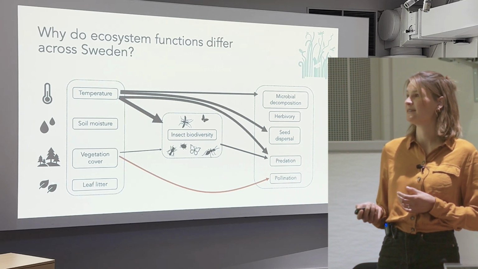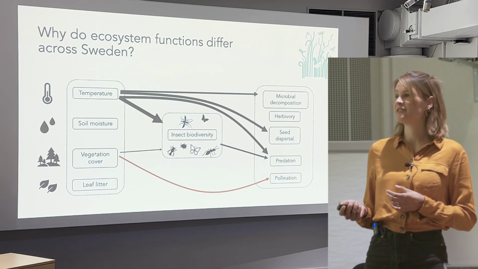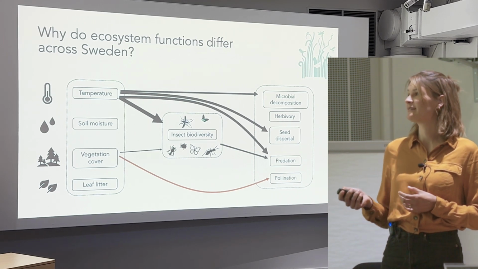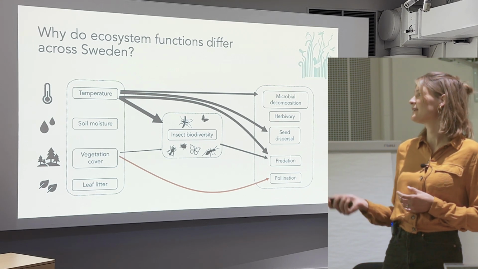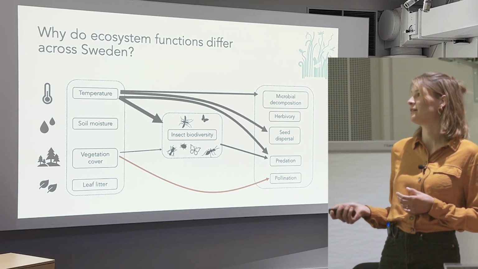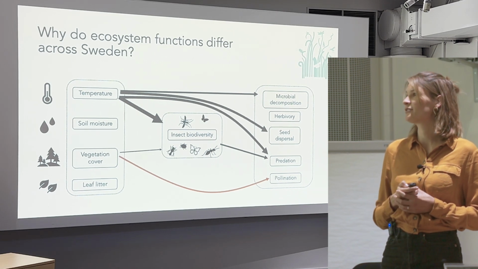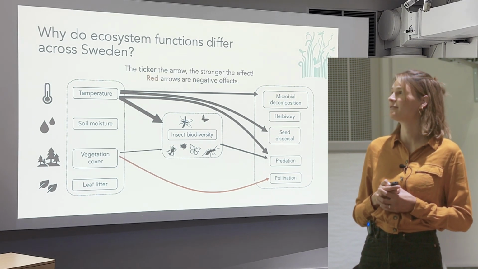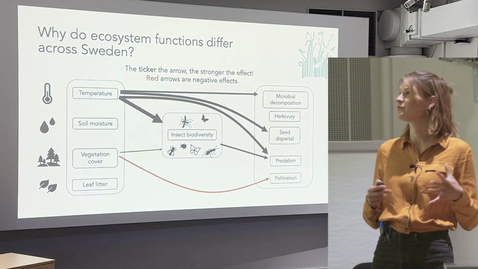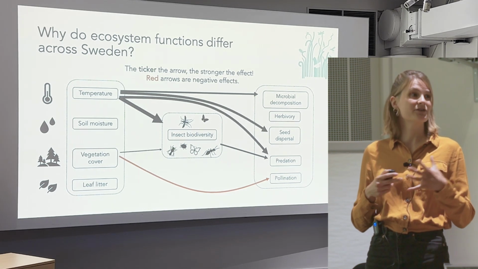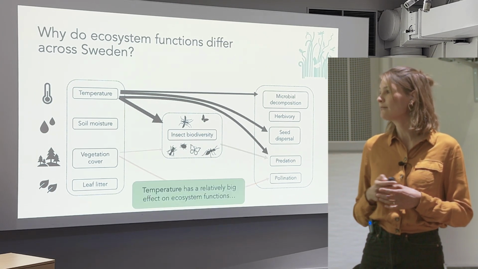So here you can see the different environmental variables that I looked at: the temperature, soil moisture, vegetation cover, and leaf litter. In the middle, insect biodiversity, since this can of course also be affected by the environment. And then here on the right, the ecosystem functions and how they are affected by these variables. So just to point out some of the interesting patterns that I found. The arrows give the effects from one to the other. The thicker the arrow, the stronger the effect, and the red arrows indicate negative effects.